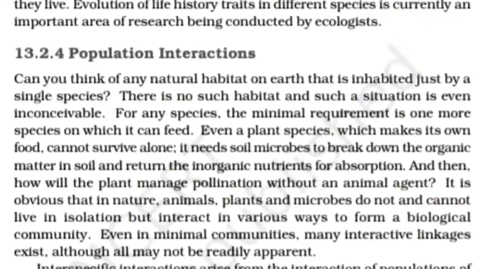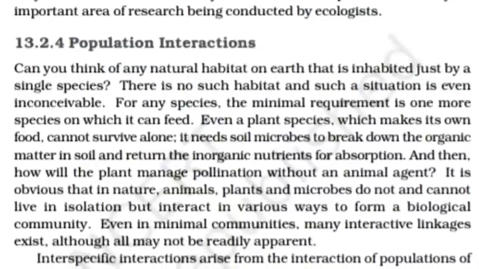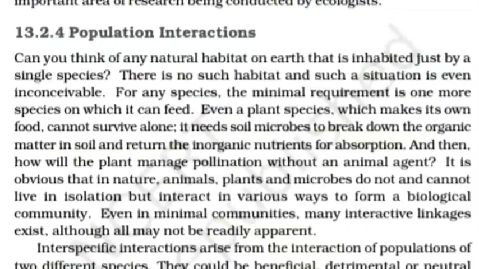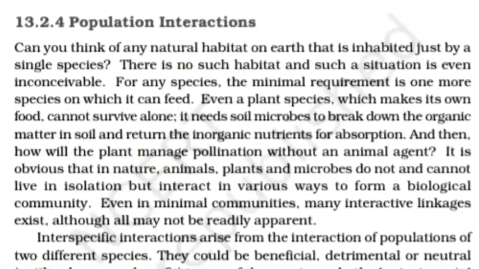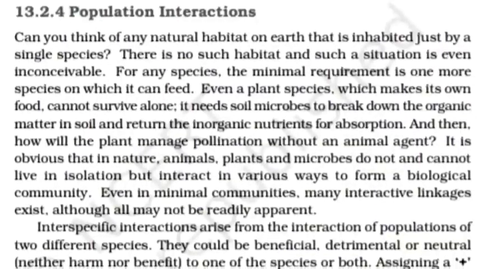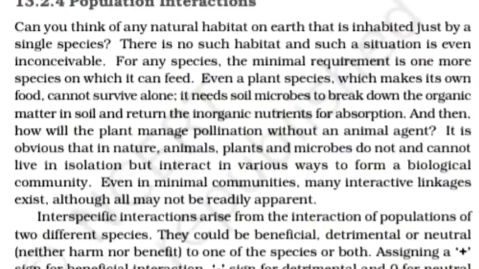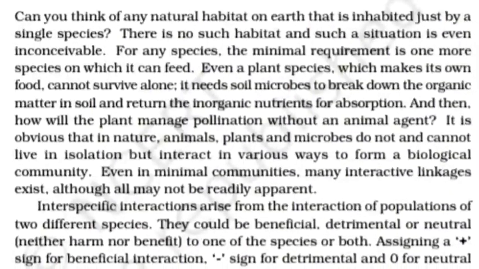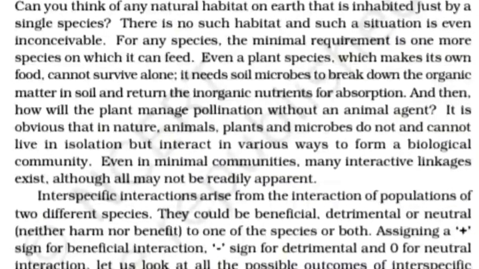It needs soil microbes to break down the organic matter in soil and return the inorganic nutrients for absorption. And then, how will the plant manage pollination without an animal agent? It is obvious that in nature, animals, plants and microbes do not and cannot live in isolation but interact in various ways to form a biological community. Even in a minimal community, many interactive linkages exist, although all may not be readily apparent.